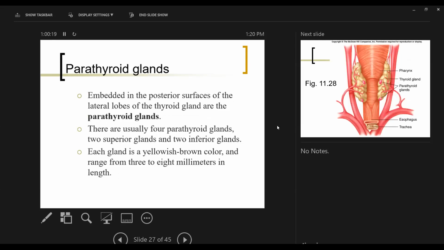All right, we're out of time. We'll get into the parathyroids and the calcium balance on Wednesday.